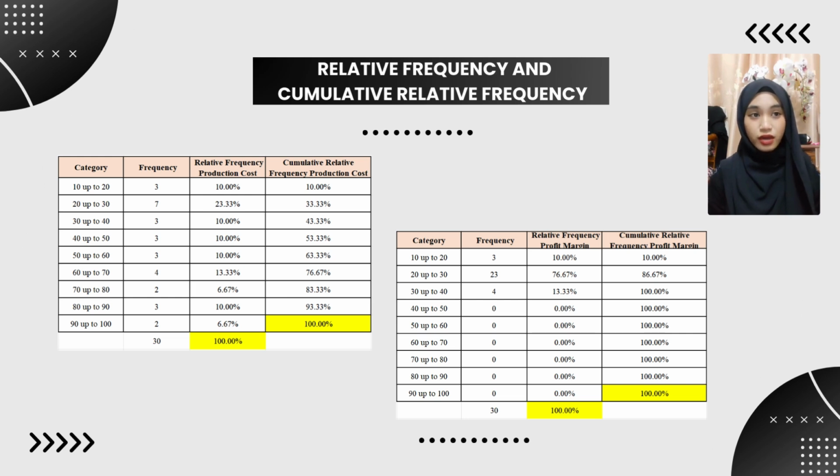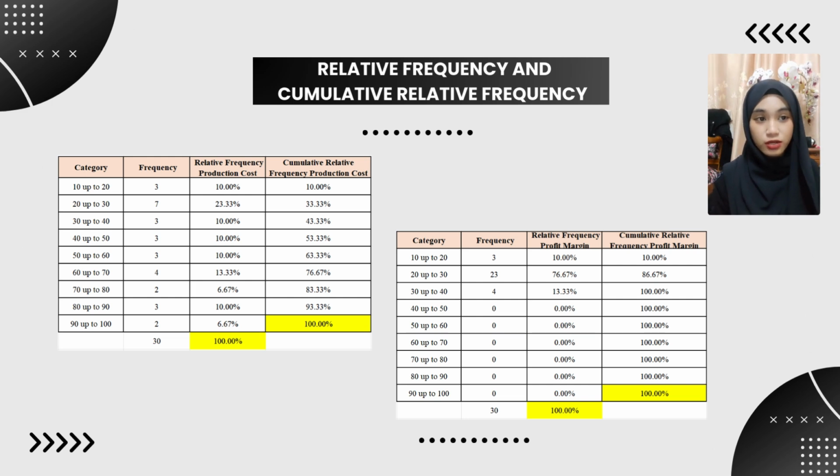On this slide, we have two tables side by side. Both tables analyze data distribution using two metrics: relative frequency, the percentage of data points in each category relative to the total; and cumulative relative frequency, the running total of relative frequency summing up to 100. The table on the left focuses on production cost, and the table on the right focuses on profit margin.